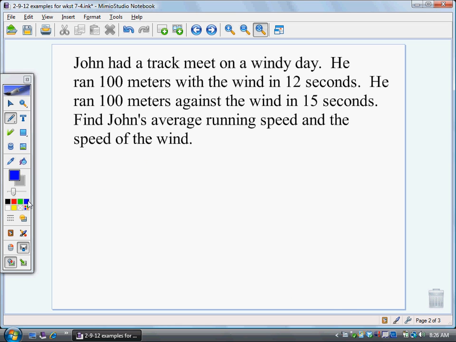Okay, the second question says that John had a track meet on a windy day. He ran 100 meters with the wind in 12 seconds, and he ran 100 meters against the wind in 15 seconds. You're supposed to find John's average running speed and the speed of the wind. And well, there's two things you got to find: John's average running speed and the speed of the wind. So when you represent your variables, you need to represent both of those things. X is going to be the running speed, and Y is going to be the wind speed.